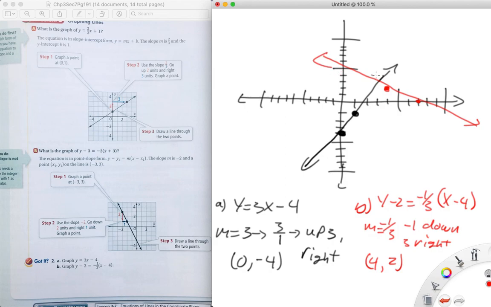Can't connect the dots, but it looks something like that. Since this is a negative slope, as I go from left to right, I'm going in a negative direction. That makes me feel confident. Since this is a positive slope, as I go from left to right, I'm going in a positive direction. I feel good about that.